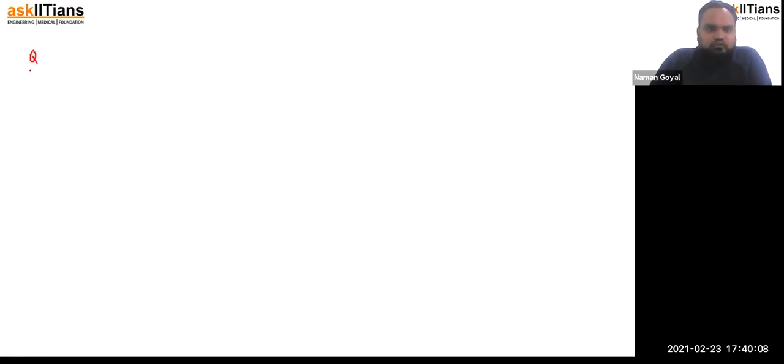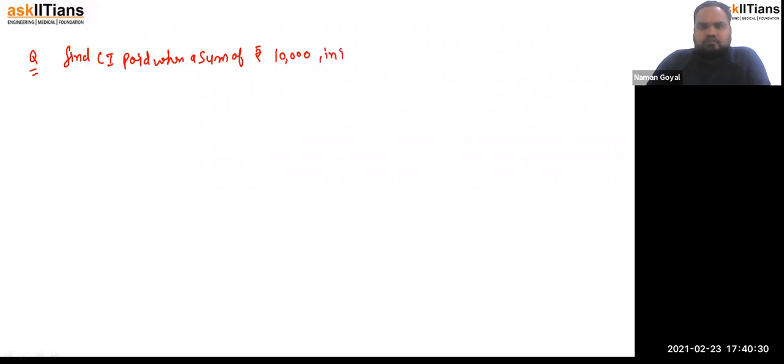Now see, the question is: find the compound interest paid when a sum of rupees 10,000 is invested for 1 year and 3 months. How much time? 1 year and 3 months.